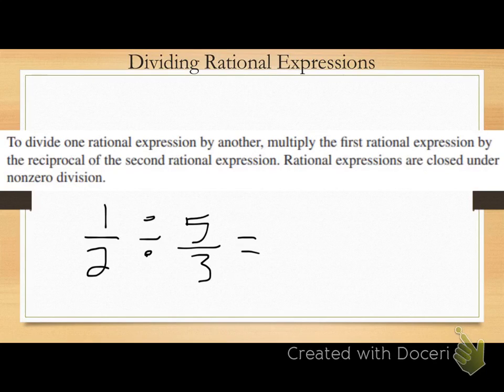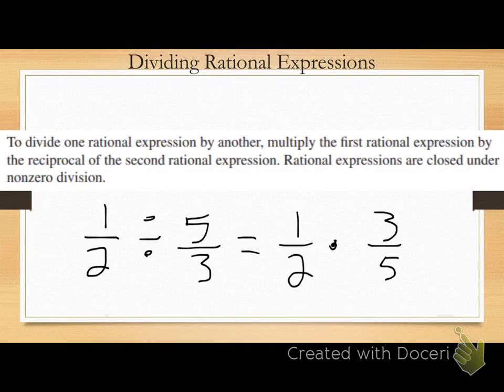You flip it. Flip what? 5 over 3. Why'd you do that? Because then you can multiply. KFC. Remember, keep, flip, change. Keep my first fraction the same. Flip my second fraction, so the reciprocal. Change from division to multiplication. Everyone good with that?